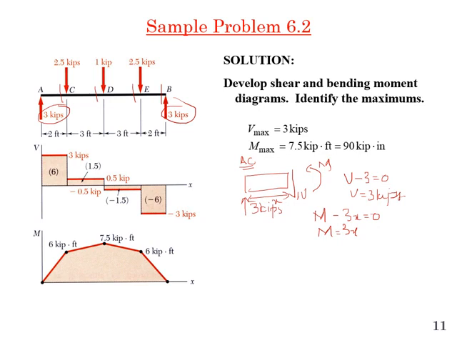And similarly, if I take a section just before D, let me do it over here again. Now this is for the section CD, but we have to draw from here 3 kilo-pounds. So we have 2.5 over here. Let me change the color of my pen so that it will be easy to understand and distinguish.